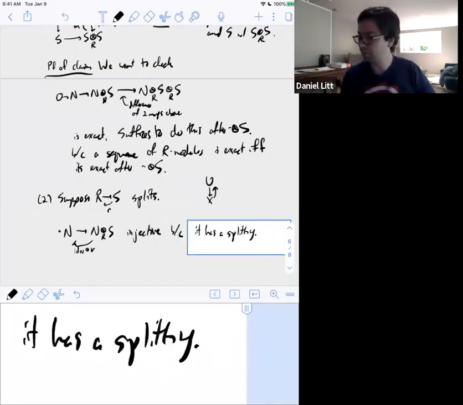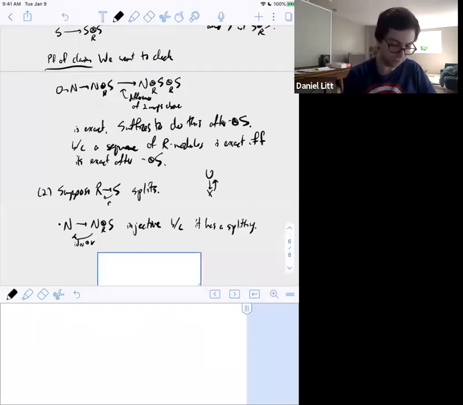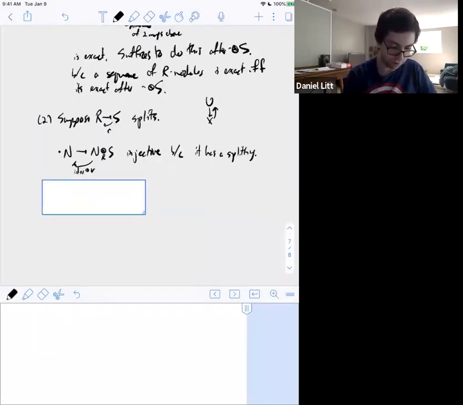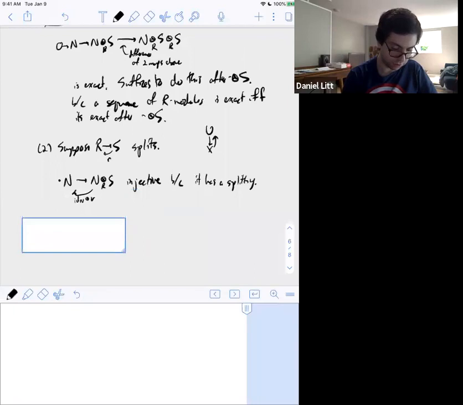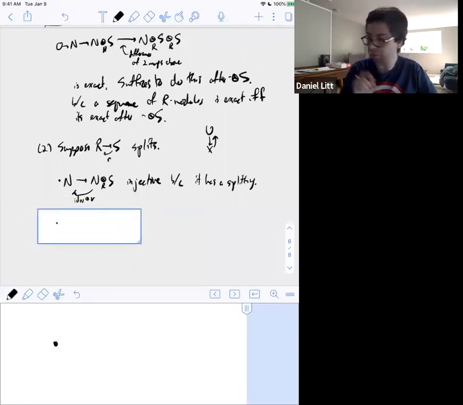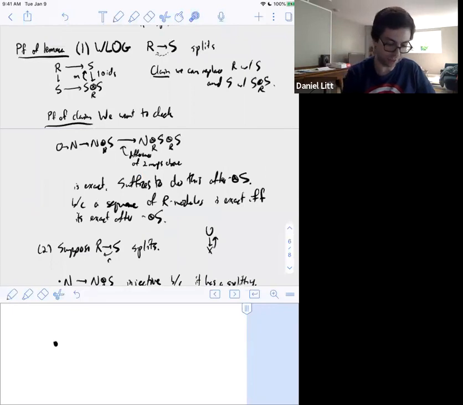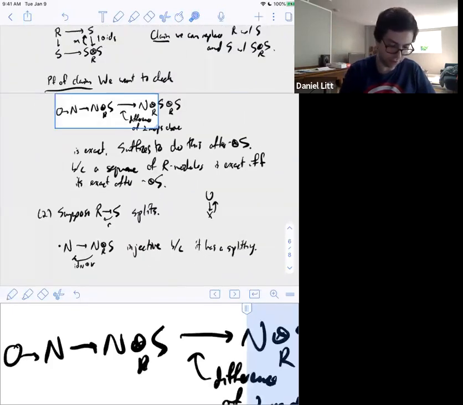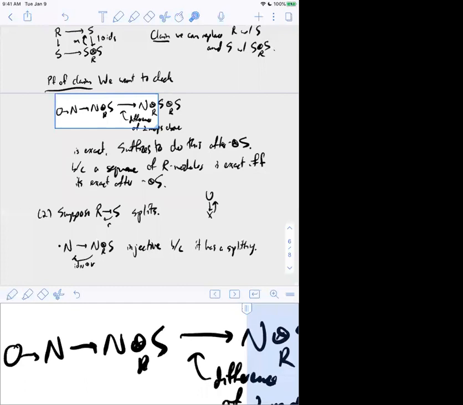Okay, so now we did the injectivity there. Now we want to show exactness in the middle, right? So we want to show exactness over here. Wait, but is it true that if you take a tensor product and then that splits, then it has to be injective?